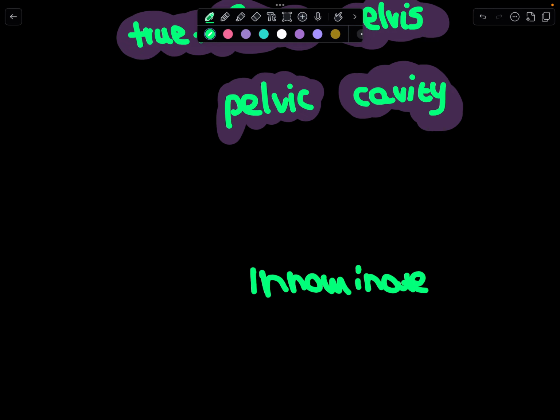Explain to us regarding the iliac fossa how it's broken down to anterior superior iliac spine, anterior inferior, posterior inferior, and posterior superior, and explain to us iliac crest, iliac tubercle too.